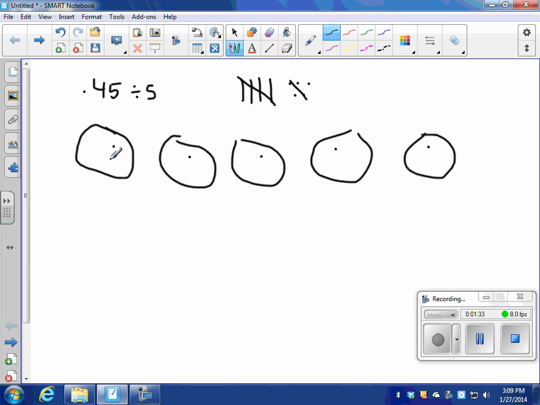And I know that 40 divided by 5, think about it, 40 divided by 5 is going to give me 8. So I'm going to put 8 more hundredths in each circle. 1, 2, 3, 4, 5, 6, 7, 8.